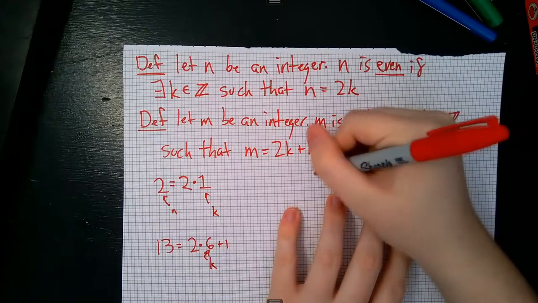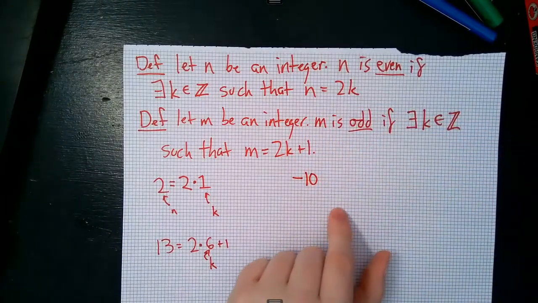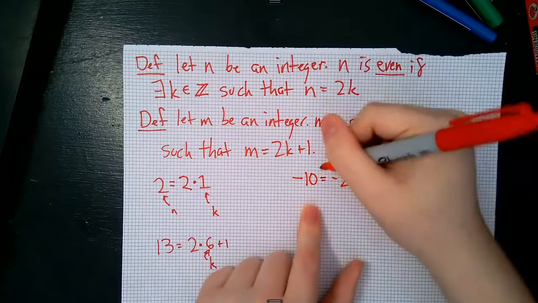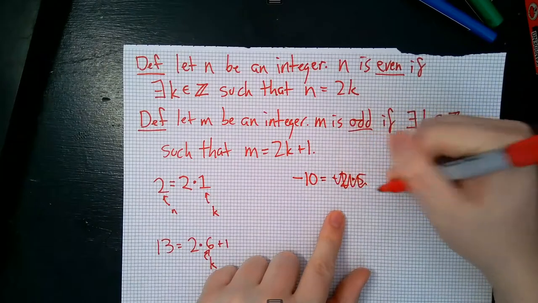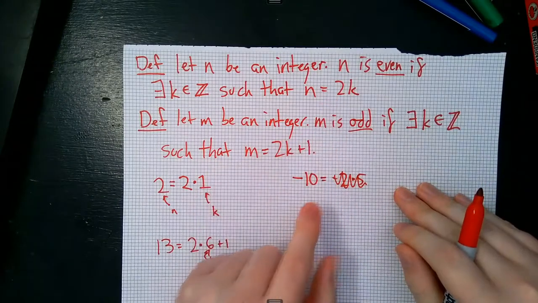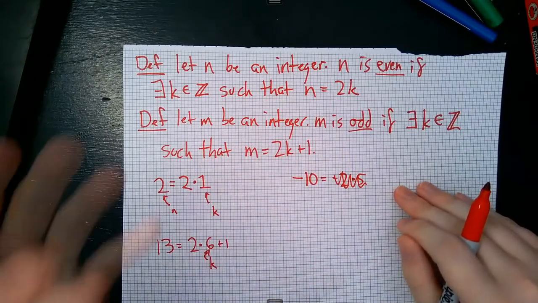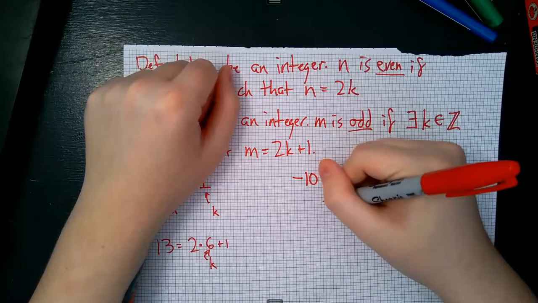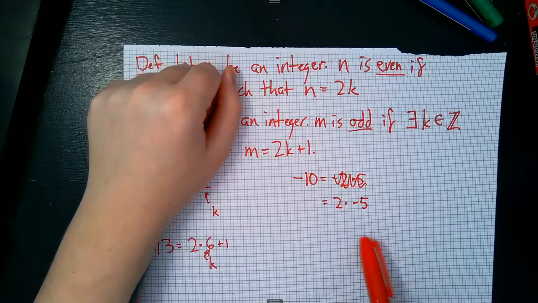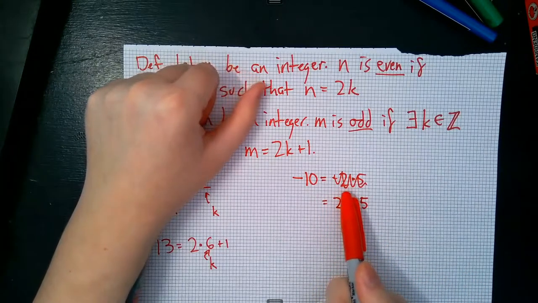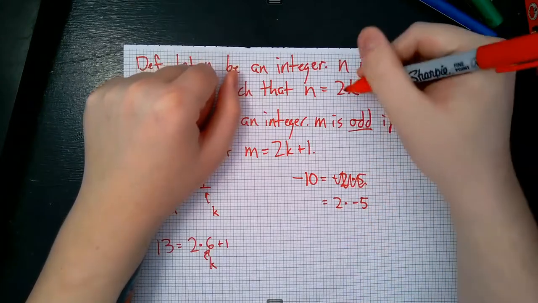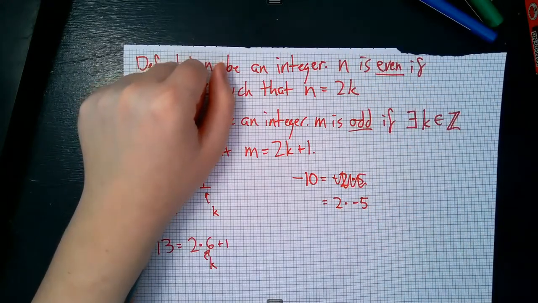Let's do some negative numbers. So negative 10 is equal to negative 2 times 5, but we actually have to follow the definition of even right here. So we need to show that negative 10 is equal to 2 times something, not negative 2 times something. So we'll say that negative 10 equals 2 times negative 5. That's why what I did was a mistake there, because in the previous line that I scratched out, I did negative 2 times something, but we need to follow the definition of even and show that n is equal to 2 times something.